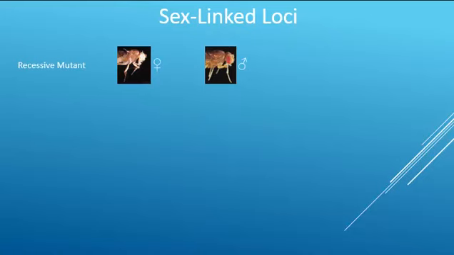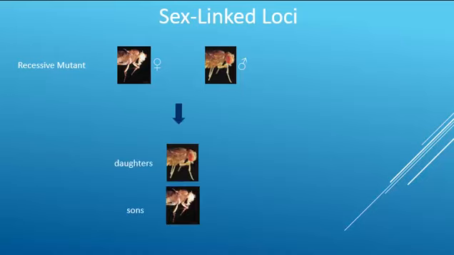We can also have sex-linked loci. And recall that for sex-linked loci, we have to use yet another notation. In this case, we're looking at the white-eyed mutant in Drosophila, and this is a recessive mutant. Here, the white-eyed female is mated with the red-eyed male, and this mating produces an asymmetric result according to gender, in which all of the daughters are red-eyed and all of the sons are white-eyed.